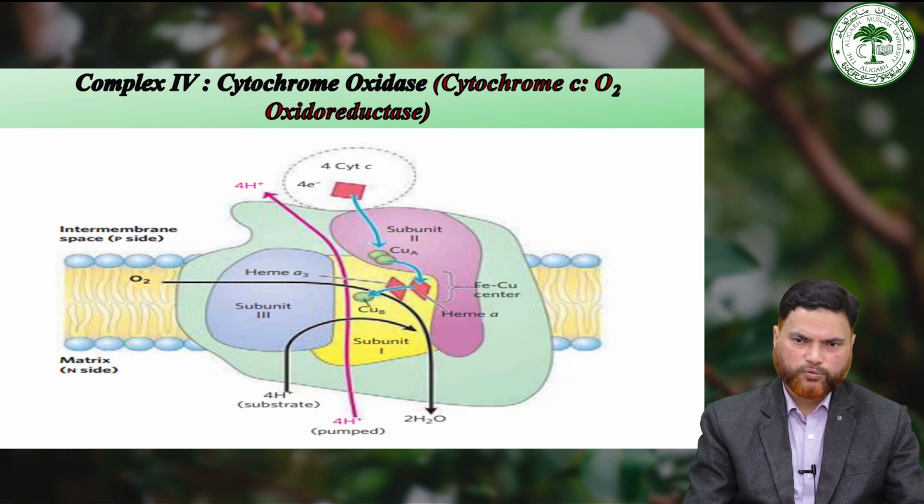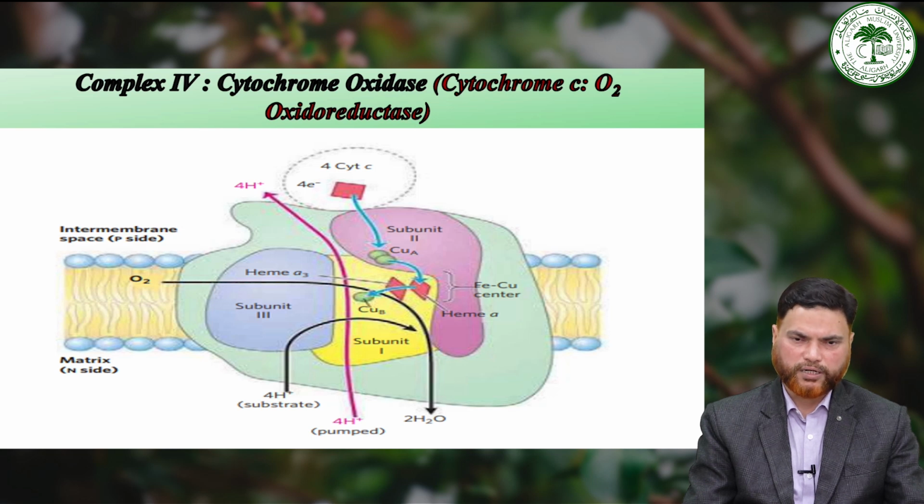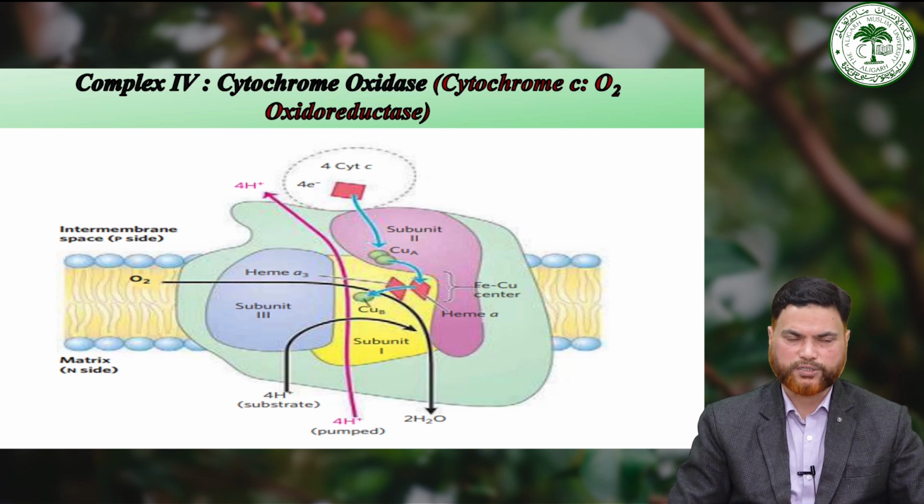Now, how is this complex helpful in the reduction of oxygen? Generally, molecular oxygen serves as the terminal electron acceptor in the electron transport chain. In complex 4, oxygen molecules are sequentially reduced to water through the addition of electrons and protons, and together heme A3 and copper B form the active center, at which oxygen is reduced to water. This step is essential for the efficient disposal of electrons and the prevention of reactive oxygen species formation.